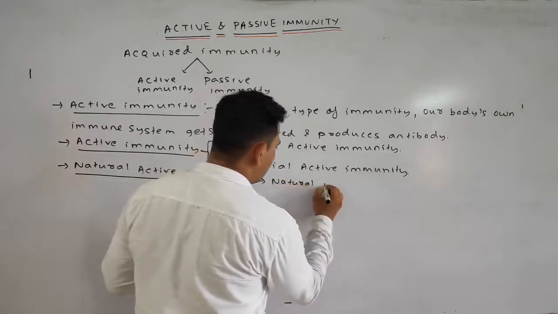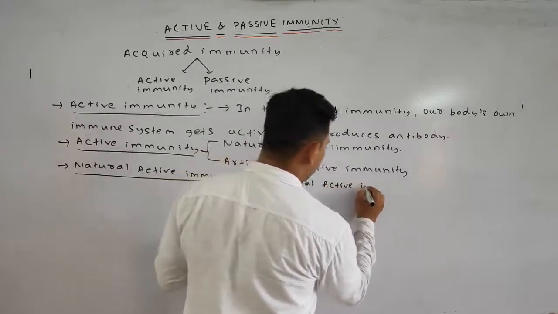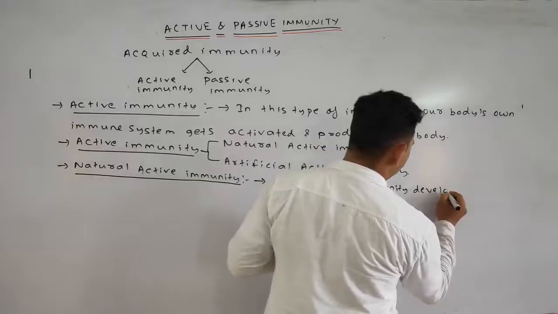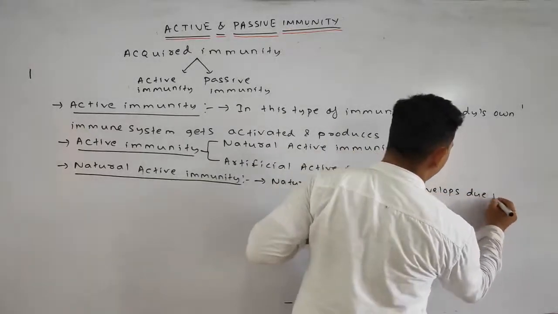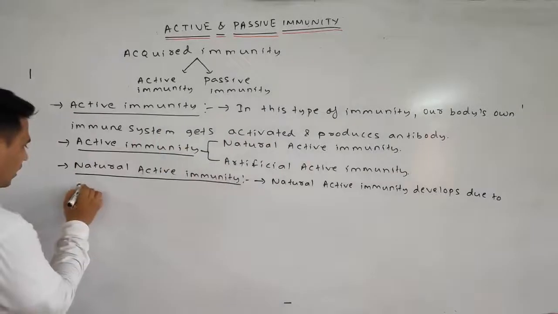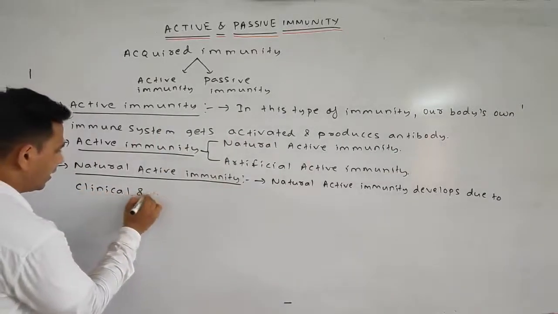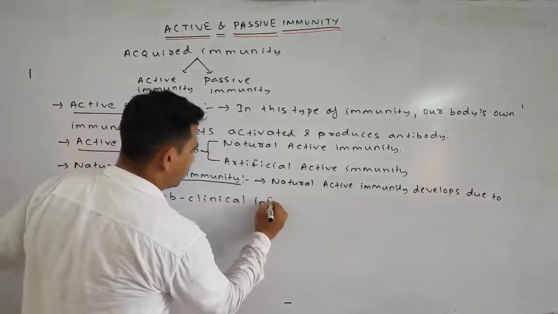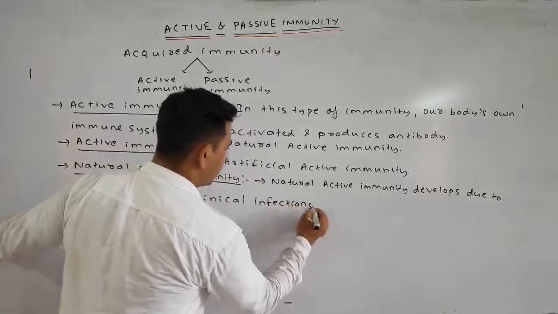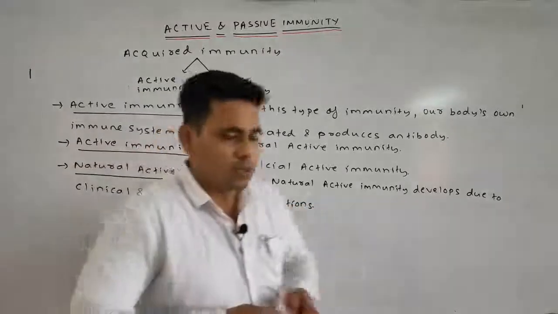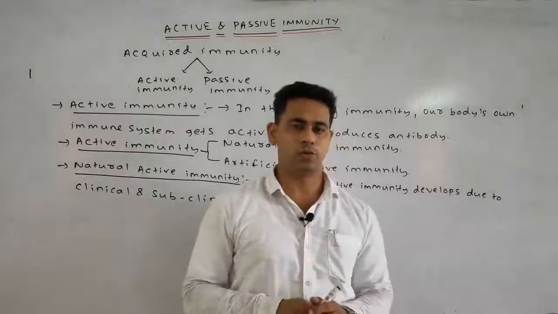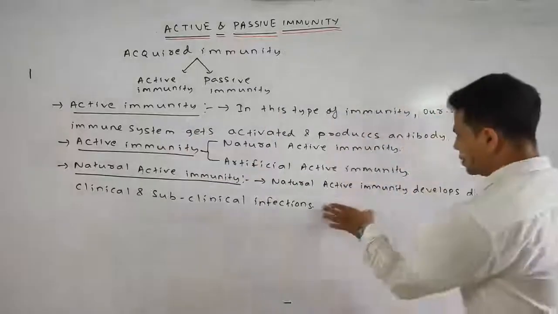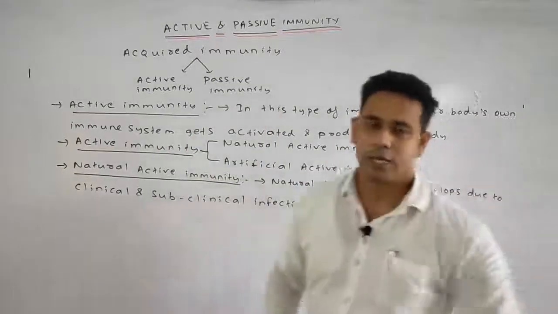Natural active immunity develops due to clinical and subclinical infection. Means what? Active immunity is of two types, natural and artificial. In the case of natural, the natural active immunity develops due to clinical and subclinical infection.